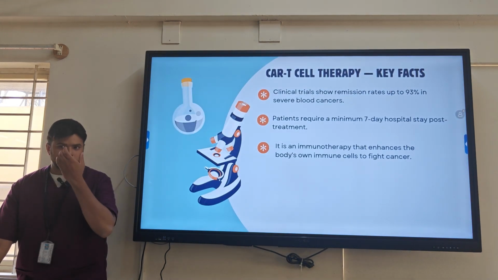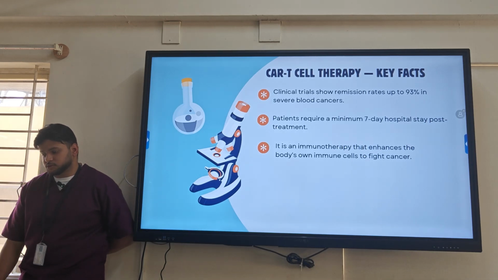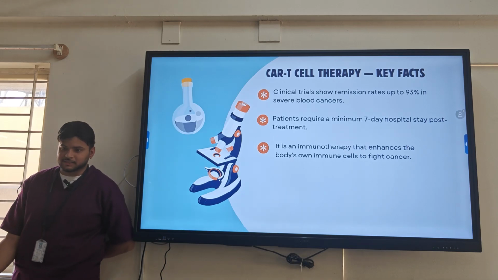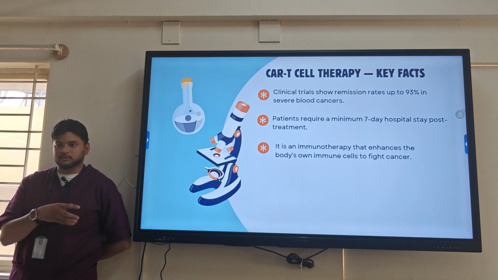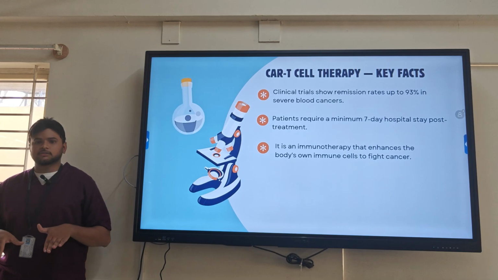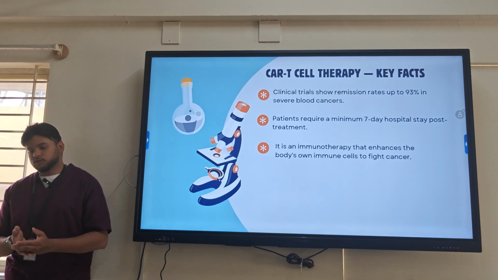It will be very costly because we are involving many specialities in this, right? Developing, modifying, engineering, and clinical trials show remission rates up to 93% in severe blood cancers. Patient requires minimum 7 days of hospital stay post treatment. These are drawbacks, key facts. It is immune therapy that enhances the body's own immune cells to fight against cancer cells. Got the point? Narrowing down today's topic, it's immunotherapy that enhances your own body's immune cells to fight against the cancer.